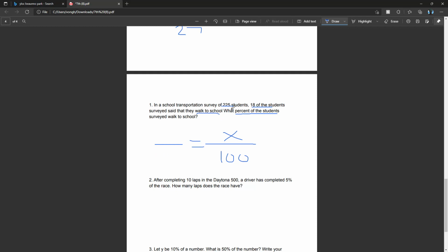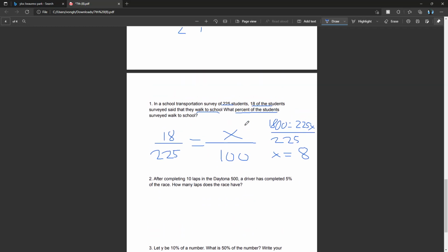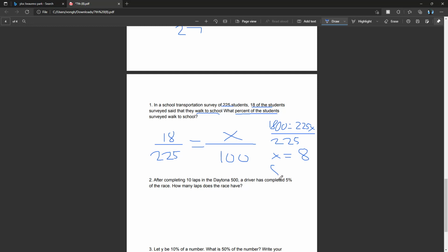So the total is 225, so you would write it as a denominator. 18 would go here. Cross multiply, so you get 18 times 100 equals 1800, equals 225x, like that. Isolate the x. And if you divide 1800 by 225, if you use long division, you should get 8. So yeah, for these you just use a proportion to solve it. So that means it's 8%.